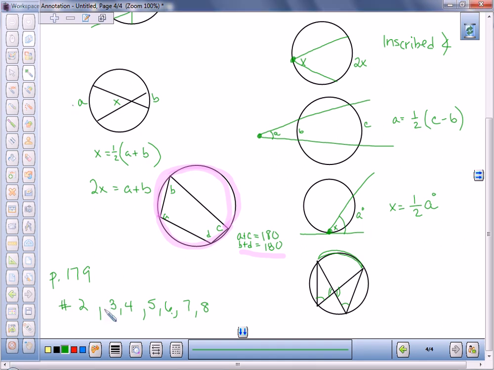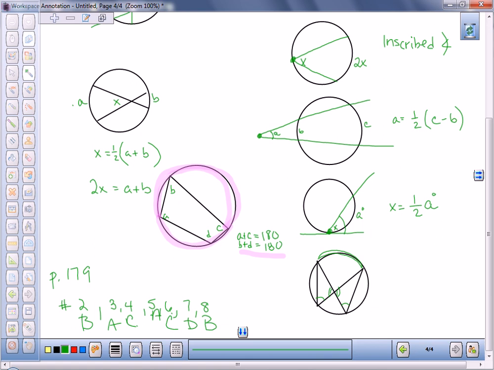Okay, so we got B, A, C. Good. Whoops, I'm under the wrong problems. B, A, C. Number 5. A. 6. C. 7. D. 8. B. Any questions about the angles?